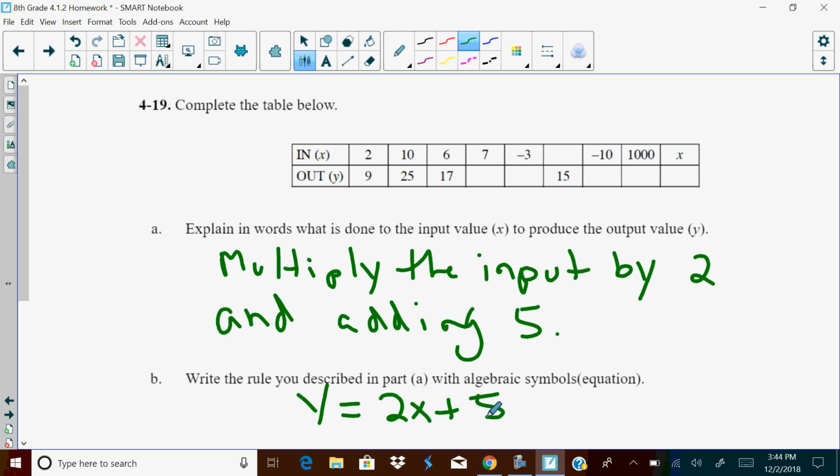So then I'll get 14. This would be 19. Negative 3 would give me negative 1. Work backwards. I'm going to get 5. 5 times 2 is 10 plus 5. Negative 10 times 2 is negative 20 plus 5 is negative 15. 1,000 times 2, 2,000 plus 5, so 2,005. And then x we could say is 2x plus 5.